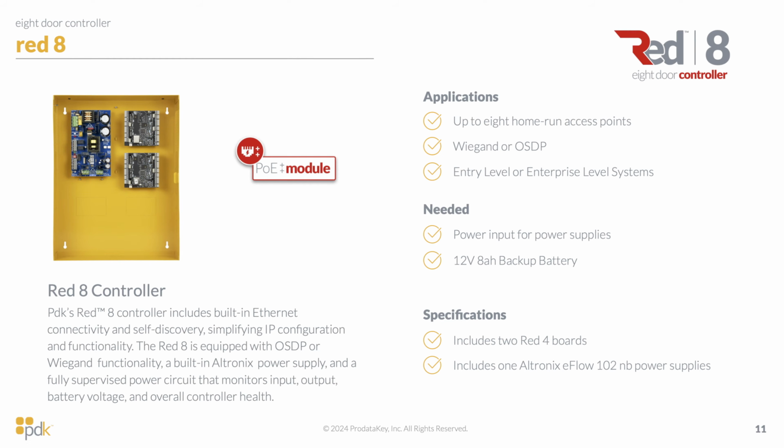The Red 8 is going to be the first to have a built-in power supply with the Altronics eFlow 102NB. And it has pretty good space in the bottom for some backup batteries as well. It is just 2 4-door controllers, which provides you a total of 8 ports. And we are once again reverting back to the 1 reader port, 2 inputs, and 1 relay per port. So multiply that by 8, and that is how much you have with the Red 8.